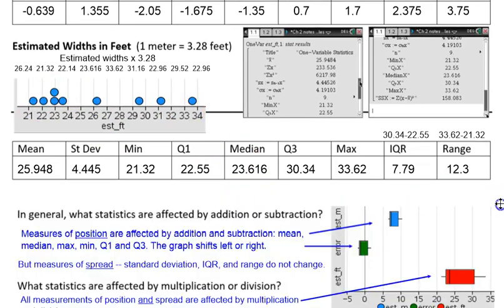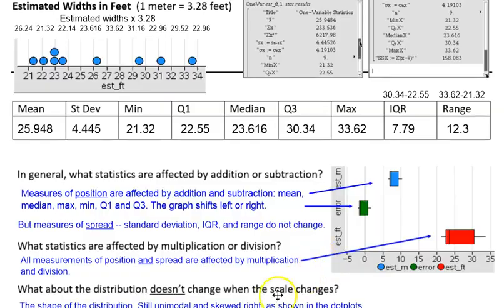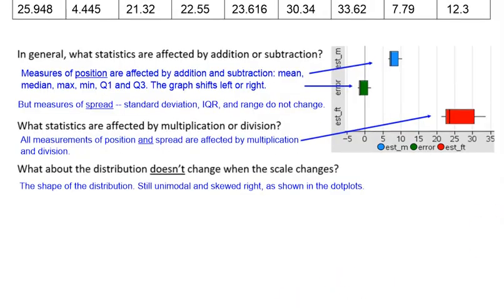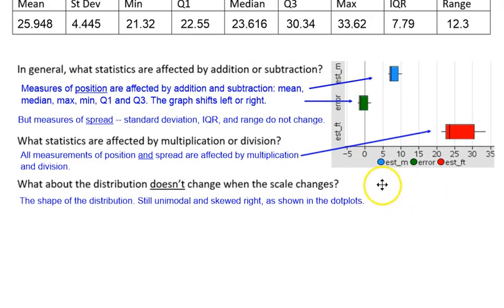I went ahead and made a comparative box plot to show you exactly what happens when we do different transformations. Here's the original guesses in meters. Here is what happens when we subtracted the true width of 8.55 meters from every value and got the errors. Notice the box plots are exactly the same shape and size, they're just shifted to the left 8.55. So instead of being right here between 5 and 10, they're between -2 and 2.